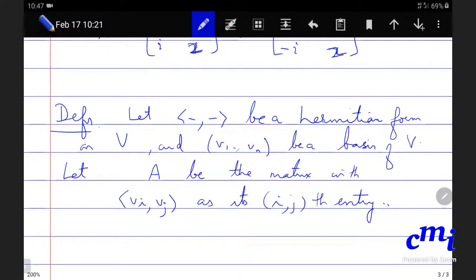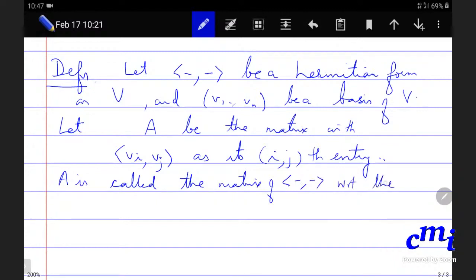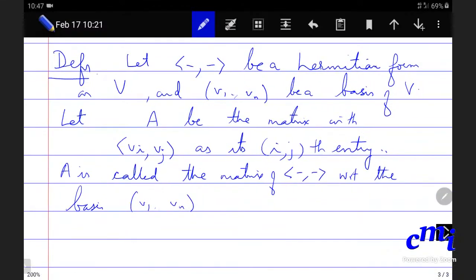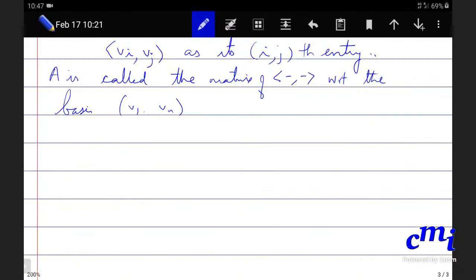So, okay, this is called the matrix of this given form with respect to the given basis. Okay, so we're going to prove something similar to what we did for real symmetric forms. Proposition.